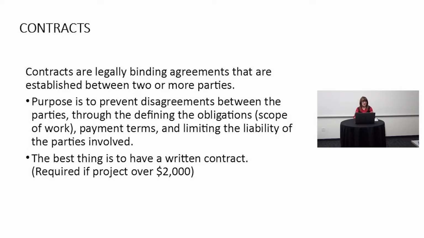The best thing is to have a written contract. The state of Oregon requires you to have a contract for a project if it is over $2,000, not 2000, 2001, 2005. Over $2,000, you are required to have a written contract. But as far as I'm concerned, you should have a contract for every project you do. It will eliminate a great many difficulties if you do.